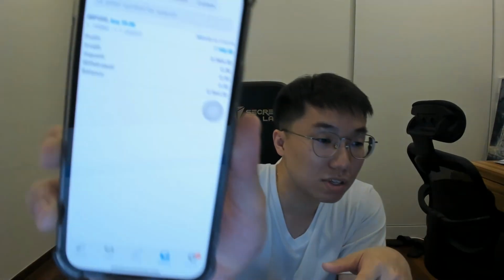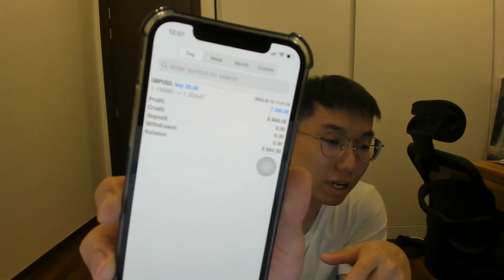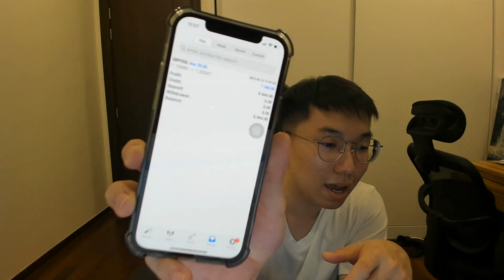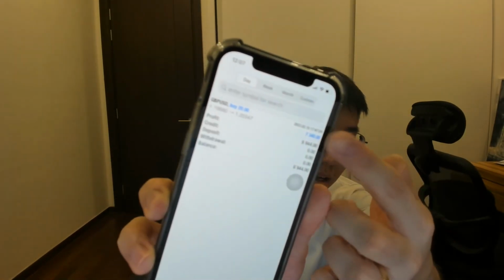So just as usual, to prove this my position, only one trade is taken today, pound dollar long 20 lots, closed out for 6.9k, and the main reason why I lost a couple hundred dollars here was because of the swap fees and commissions.